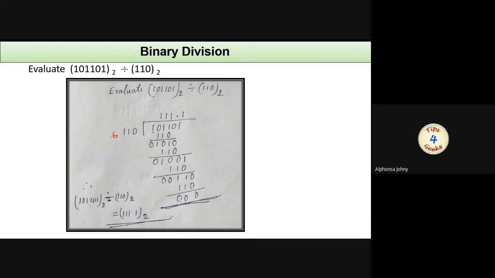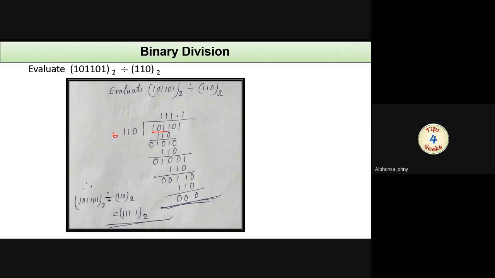We cannot divide 1 with the 6. So what we will do? We will group together these first 2 bits as a single group. So 10 is 2 in the decimal number system. And again, we cannot divide 2 with 6. Next option is we can group first 3 bits together. That is 101. 101 is nothing but 4 plus 0 plus 1. So 5. 5 is also not divisible by 6.